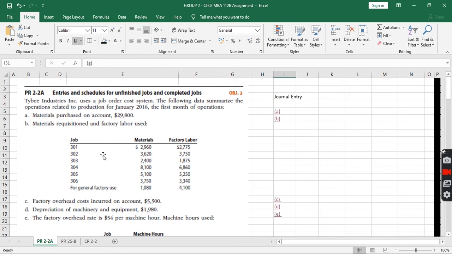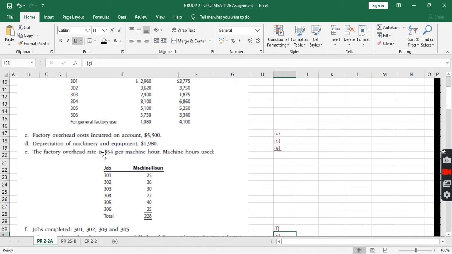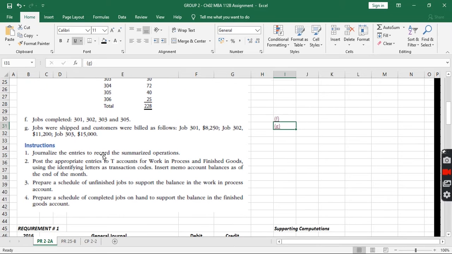So first problem is Tidy Industries Incorporated. Before we go through the problem, first we have to know what is required of the problem so we can actually be guided on how to answer this particular problem. The first requirement would be to journalize the entries to record the summarized operations, post appropriate entries to T accounts for work in process and finished goods, using the identifying letters as transaction codes, insert memo account balances as of the end of the month.